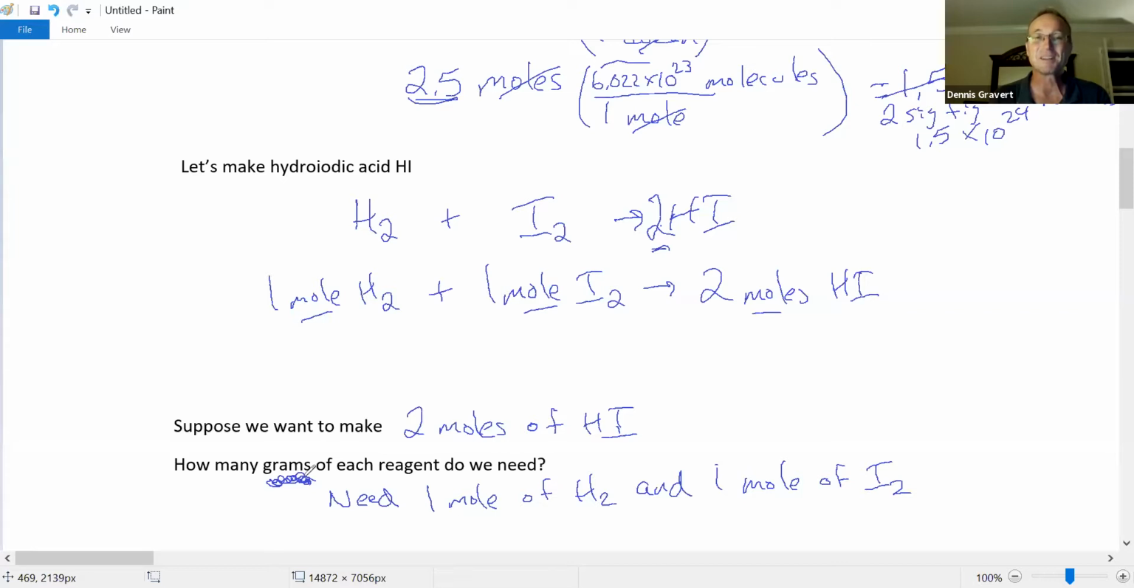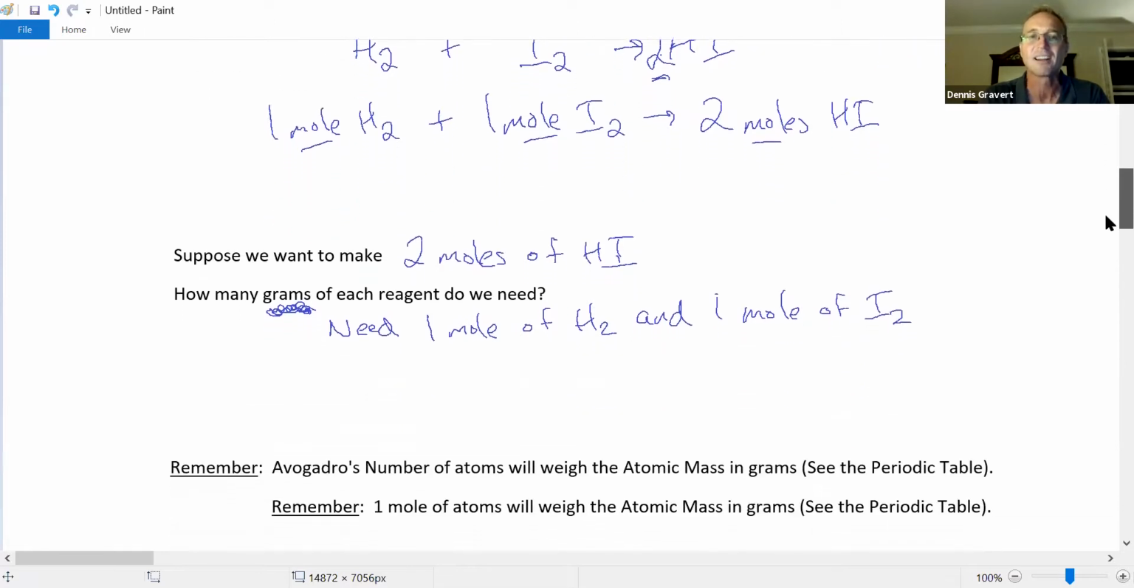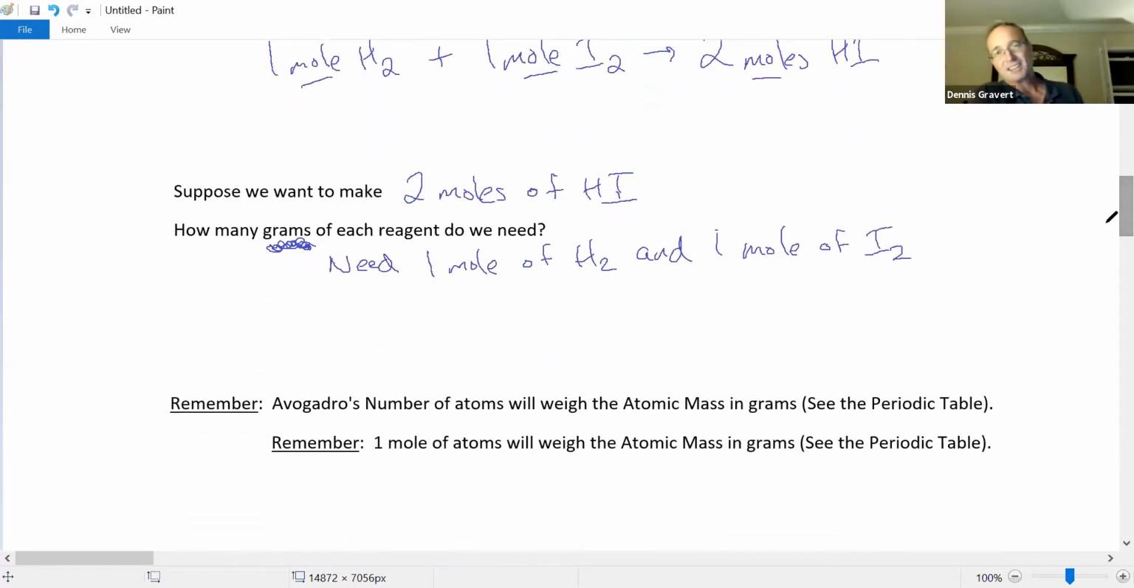In reality, if you want to make 2 moles of HI, again, we don't have a way of counting out Avogadro's number of hydrogen gas by hand. What we have to do is weigh it. We will weigh it out, and from that, calculate how many molecules are actually there. And here's the tie-in. Avogadro's number is special because 6.022 times 10 to the 23rd, Avogadro's number of atoms, will actually weigh the atomic mass in grams.